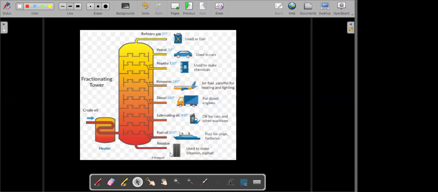So there is one petroleum product which we obtain and use for making of roads, and there is one product from coal which we also used for making of roads. Got it?